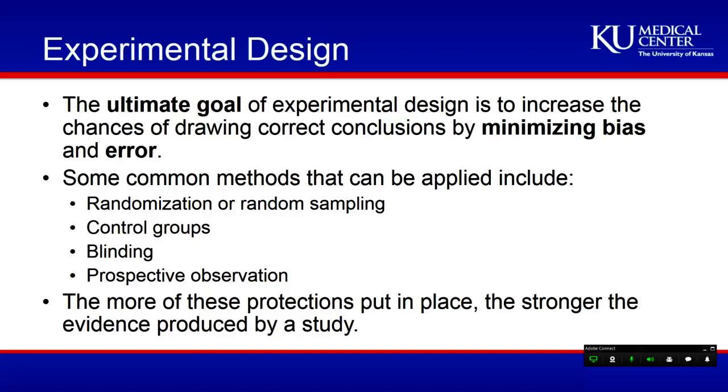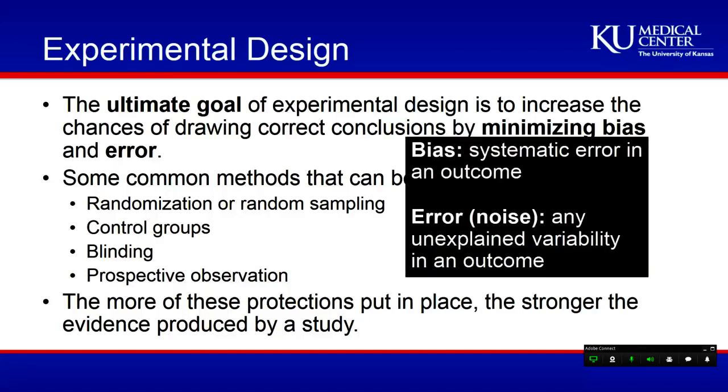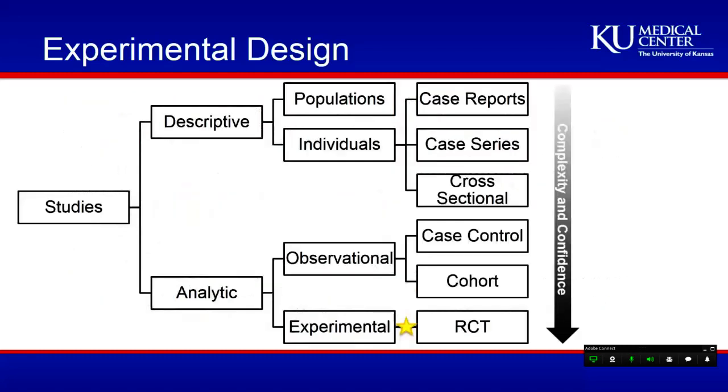So the more of the protections that we put in place, the stronger the level of evidence produced by the study, which is why you see randomized controlled trials at the very top of the hierarchy. So here are the studies that I'm going to cover today along the right-hand side. Notice that they increase in complexity and confidence as you move down. This is a pretty standard hierarchy of study designs.